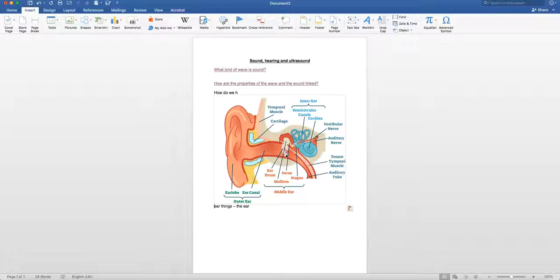That vibration then gets amplified by a series of three bones. Hammer, anvil and stirrup, we often call them. Their names are properly malleus, incus and stapes, but hammer, anvil and stirrup they're called. And what they do is to amplify that relatively small motion to make it a bit bigger over here. So the stirrup is attached to the oval window of the cochlea.